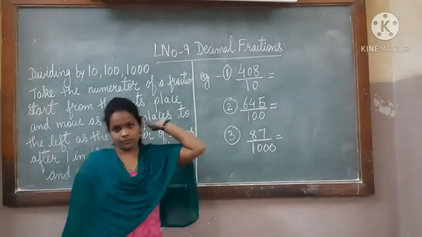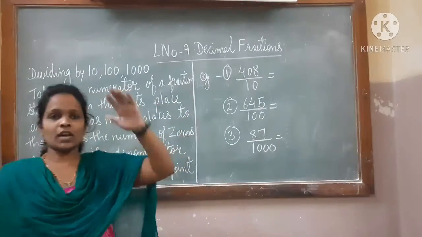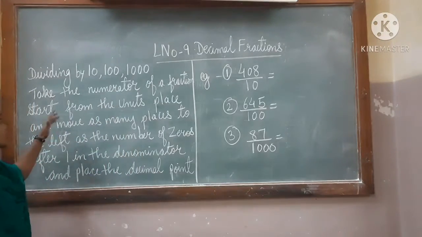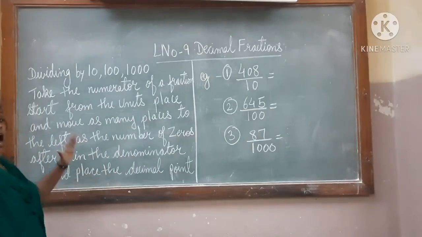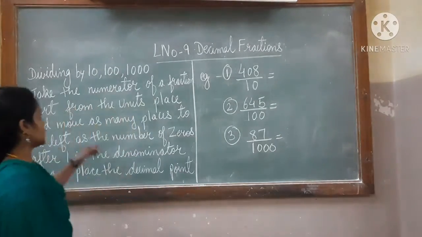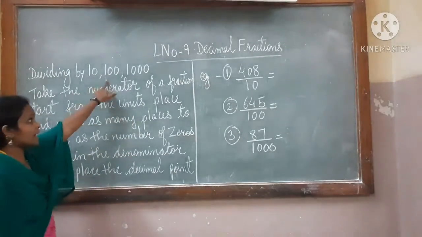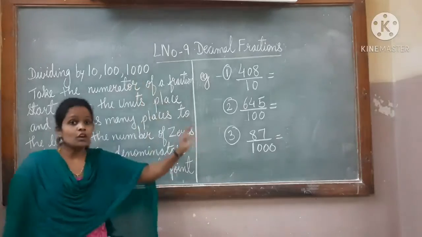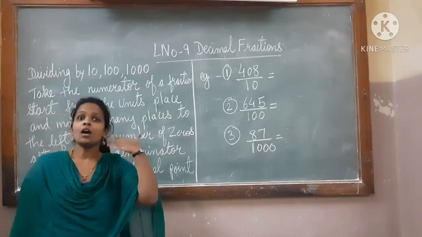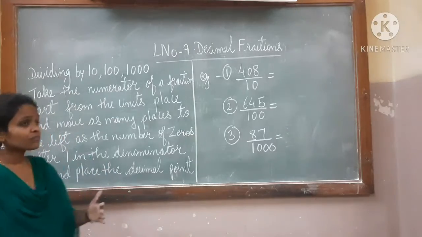Decimal fraction. Now in the decimal fraction, before I start with the problem set, I am going to first explain to you how to divide the decimal fraction, means dividing it by 10, 100 and 1000. First you should know this, then only you will be able to do the problem set.